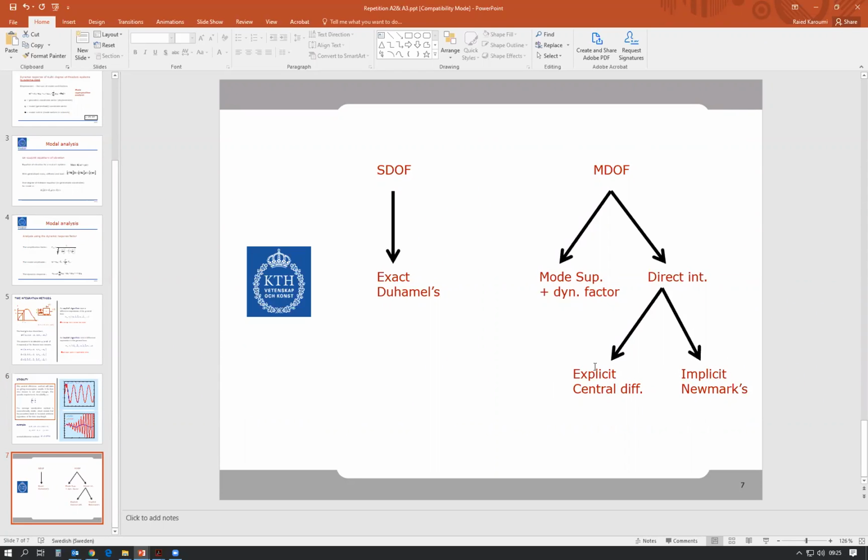The explicit methods can be used when we have a very short time duration loading, for example, explosion loadings, impact loadings, or cracking in material due to loadings. Then we use explicit methods if we want to analyze the dynamics of that.